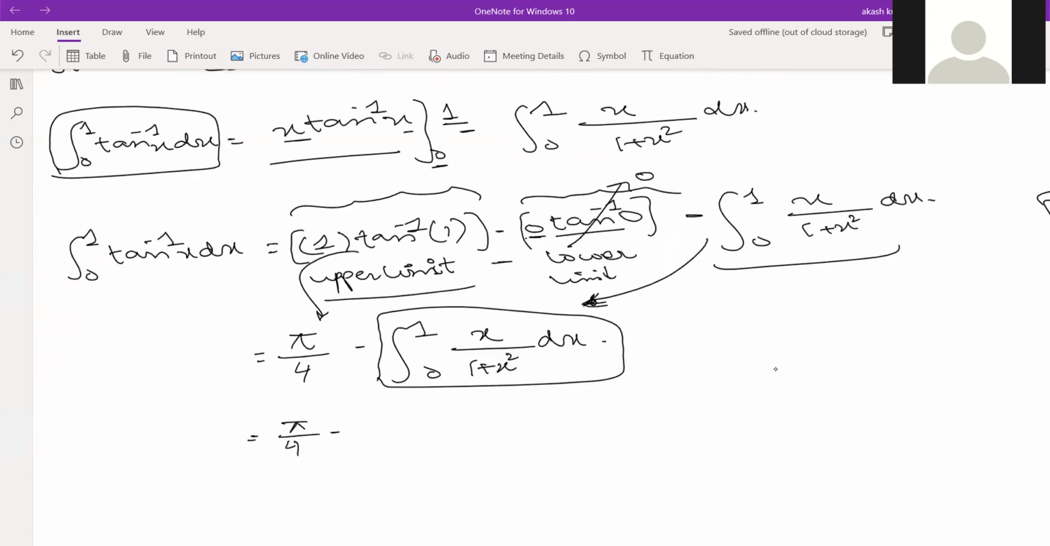For this part, we have to integrate again because we have the integral sign. So it's going to be 1.